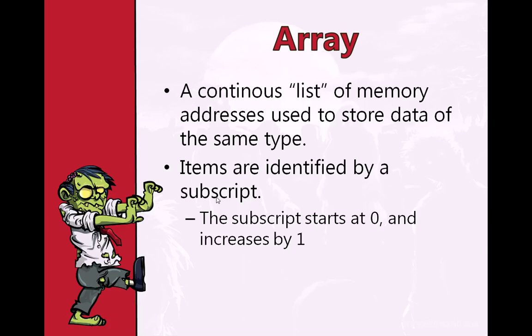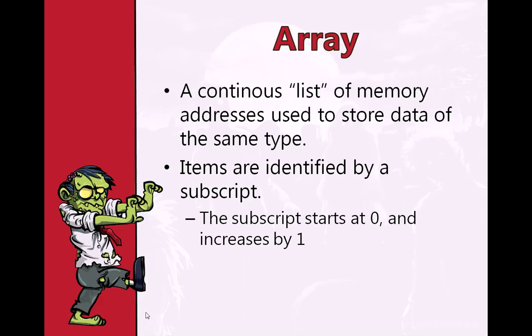An array is a continuous list of memory addresses used to store data of the same type. If we go back to basic variables, we know that a variable is nothing more than a memory address that we're using to store information. An array is just a list of memory addresses. It has to be a contiguous memory space, meaning it can't be fragmented all over the place in memory. It has to be continuous or contiguous, as some programmers say.